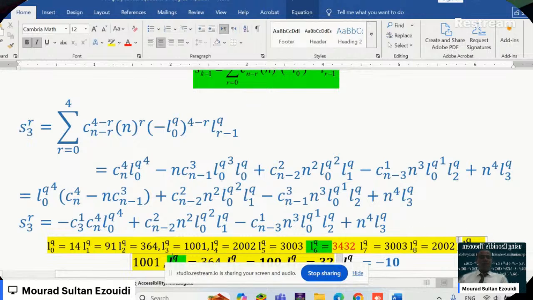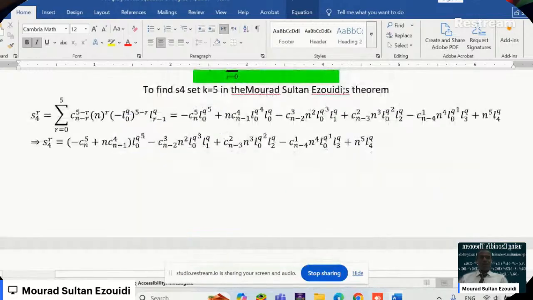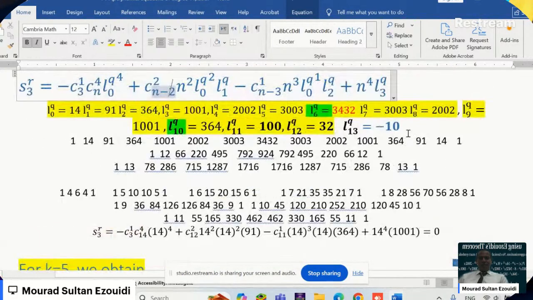Here, professors, we are going to calculate it, substitute in this formula, and we obtain that, in fact, S3 here is equal to 0. You can put your own values in your scientific calculator, and you will figure out that it is going to be equal to null.